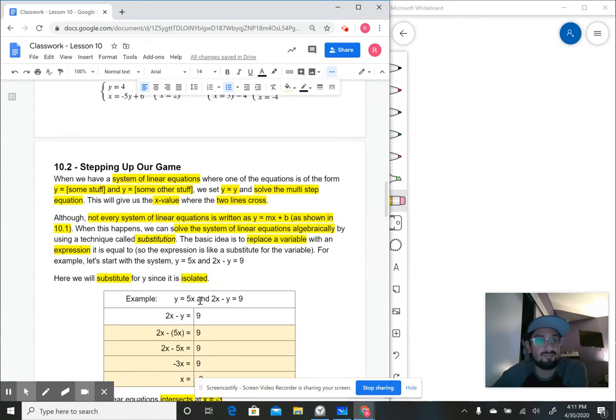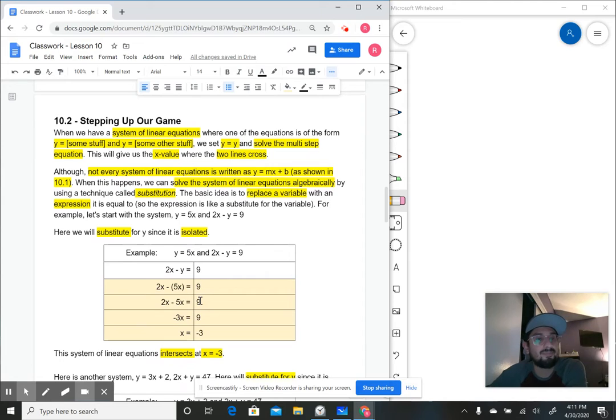So 10.2, stepping up our game. When we have a system of linear equations where one of the equations is of the form y equals some stuff and y equals some other stuff, we set y equal to y and solve the multi-step equation. This gives us the x value where the two lines cross.